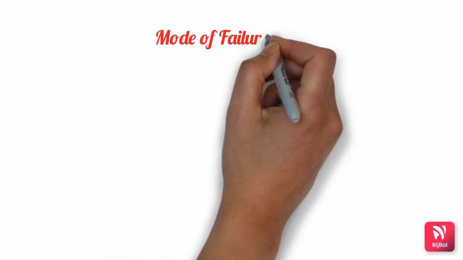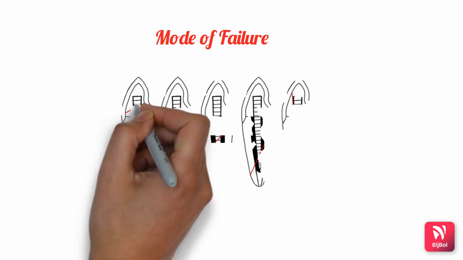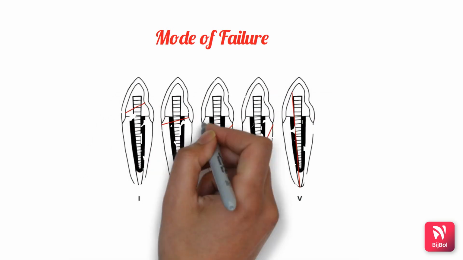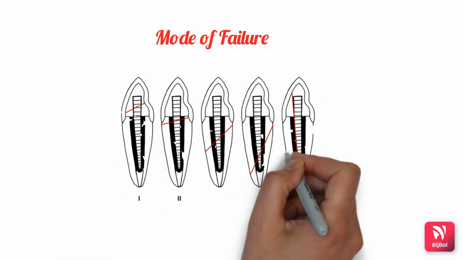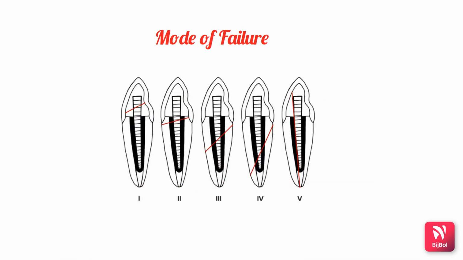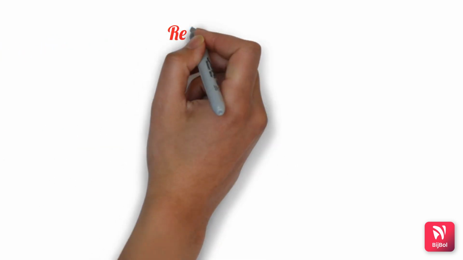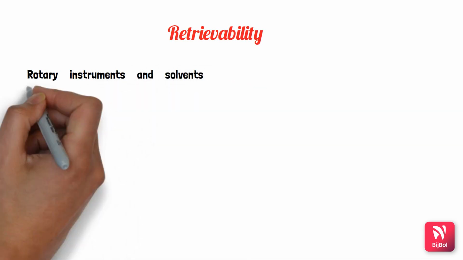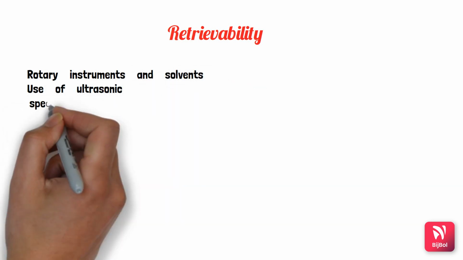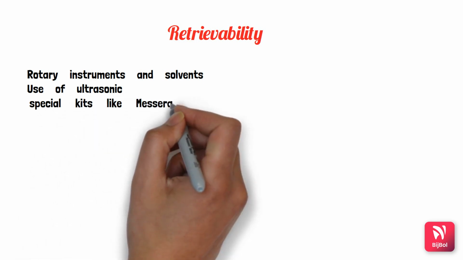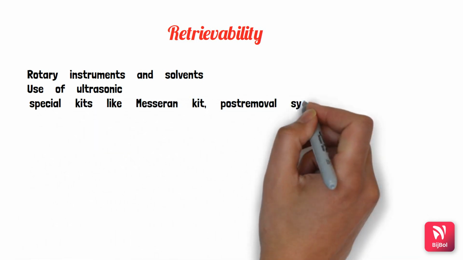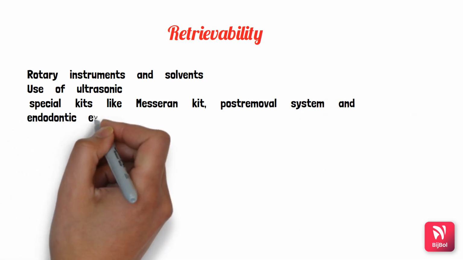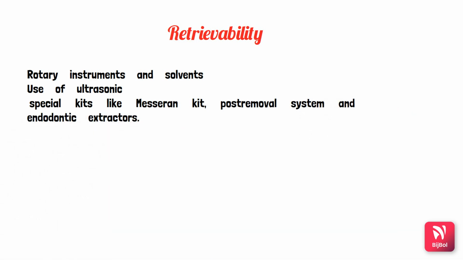The modes of failure for the post and core may be post fracture or root fracture, core fracture, post dislodgement, or aesthetic failures. The retrievability of a failed post is by the use of rotary instruments and solvents, or ultrasonics, or special kits like measurement kits, post removal systems, or endodontic extractors. All this helps in retrieving the post using these materials.